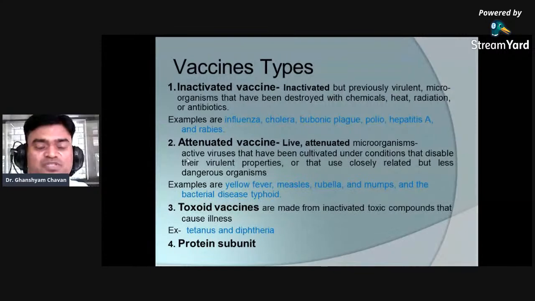So for this also the vaccines have been developed. Toxoid vaccines are made from the inactivated toxic compounds that cause illness. In that, tetanus and diphtheria. Tetanus is one of the diseases that specially affects our nervous system. It badly affects our nervous system, and not only the nervous system but also our lymph nodes. There is enlargement of lymph nodes.